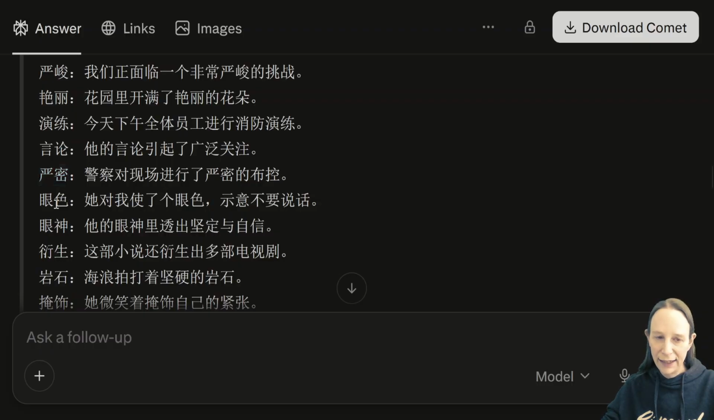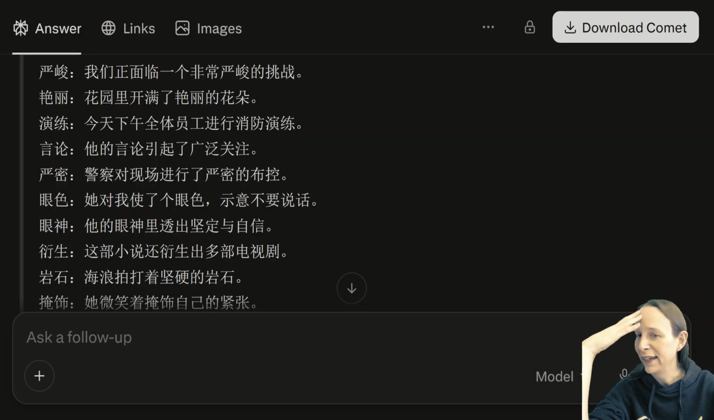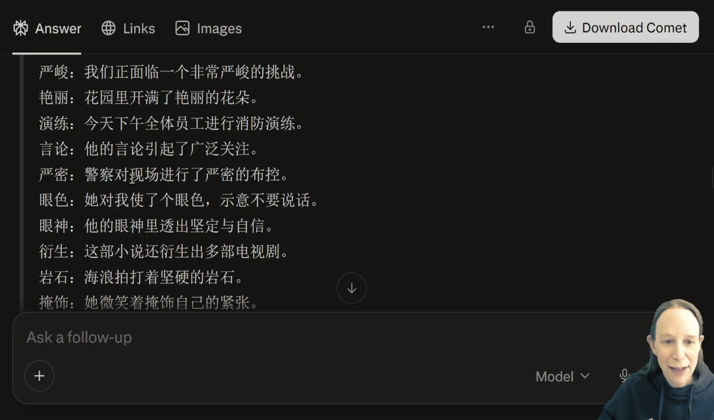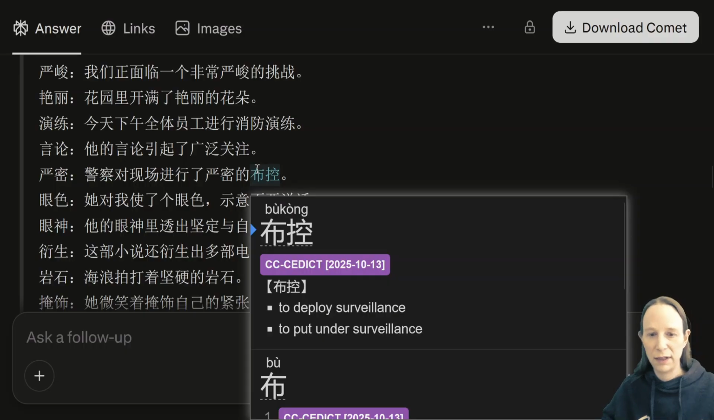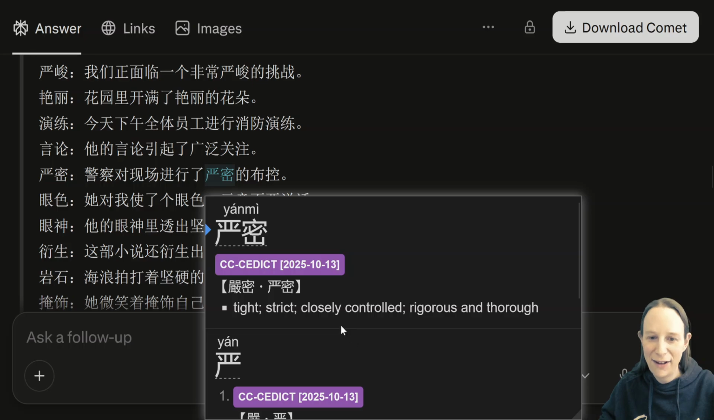严密, this is like rigorous or strict or something in that ballpark. Like strictly controlled or strictly, no. 警察对现场进行了严密的布控. What is 布控? Surveilled? So strictly surveilled the scene of the crime. Strict. Yeah, all that mushed together into a word. 严密.